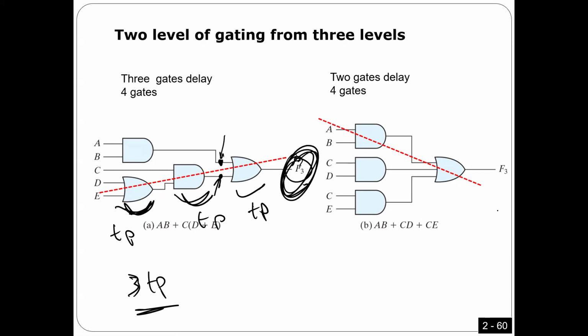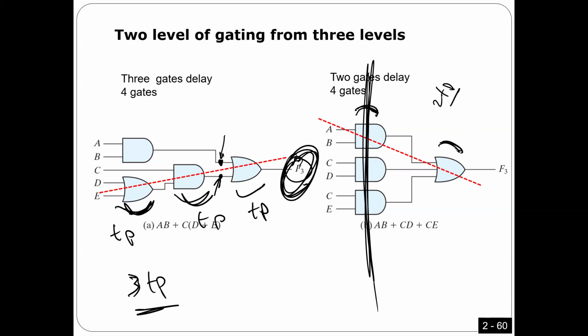Here, the longest path is always fixed. It's always 2 TP. So here I need a delay here and I need a delay here, 2 TP. Because all these gates are going to work at the same time. So all these gates are working in parallel, so all of them are going to work at the same time.